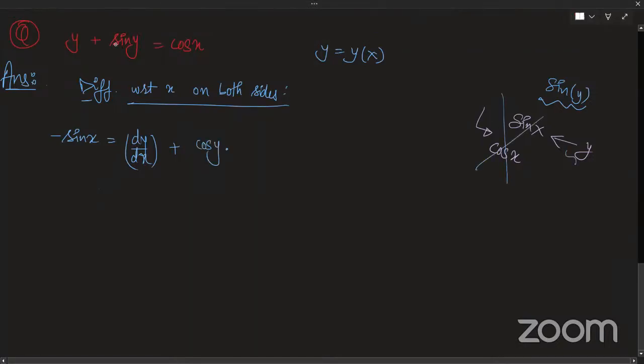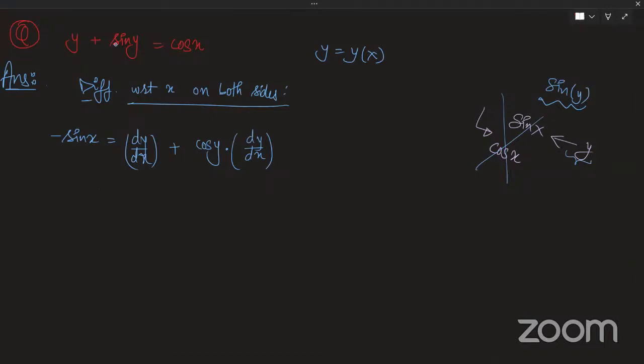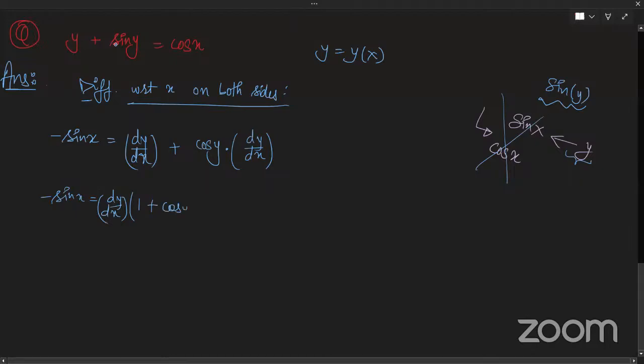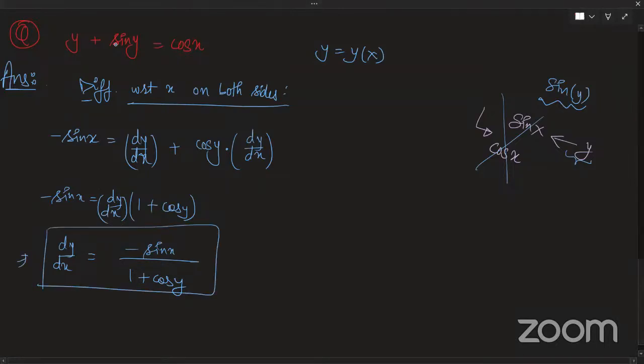Okay, I complete my first level, I move inside, I find y. I differentiate it. What is the derivative of y? dy by dx, right? This is it. Yes, sir. So minus of sine x is equal to dy by dx into 1 plus cos y, right? So dy by dx is equal to minus sine x divided by 1 plus cos y. This is your answer, everyone? Yes, sir. Okay.